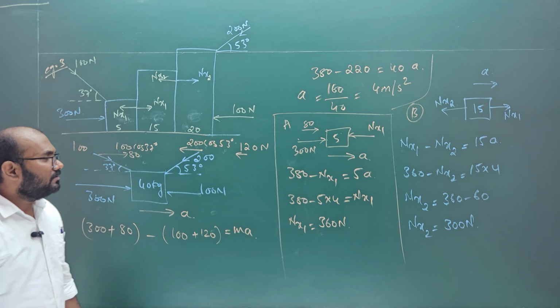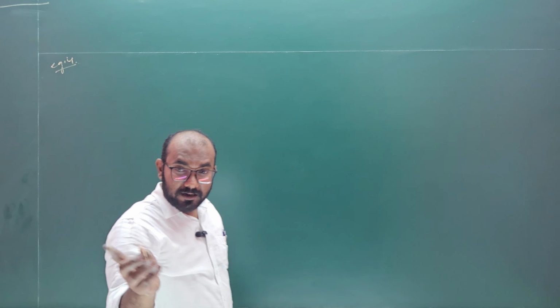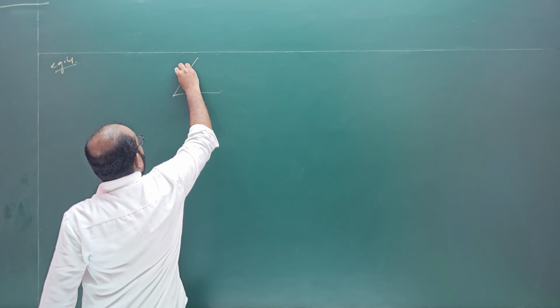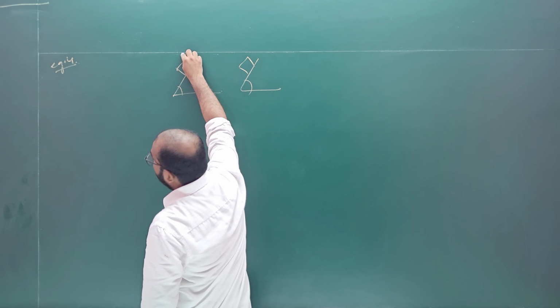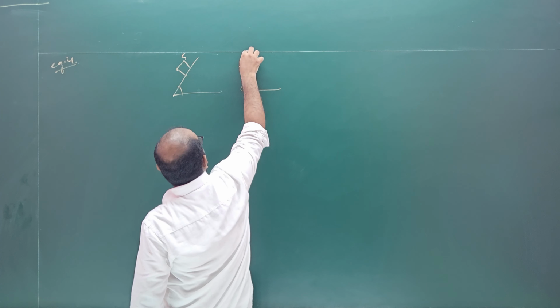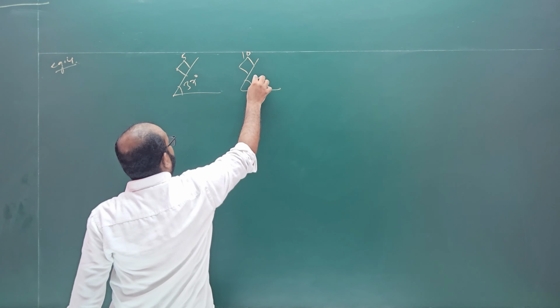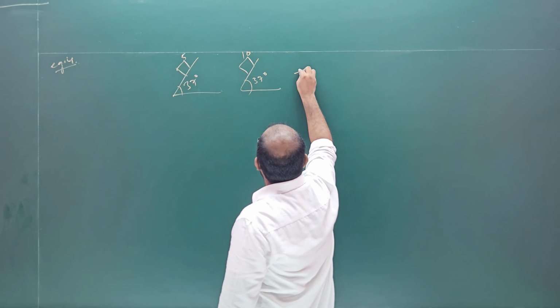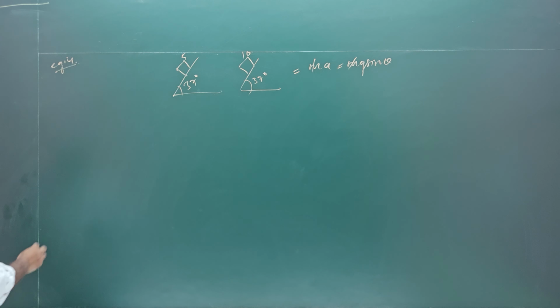Example number 4. Let us move to the next example. Do you remember that a equals g sin theta in an inclined plane when no external force is acting? We did one such question. Consider one block, and one more block kept like this, 5 kg and 10 kg. If this angle is 37, this angle is also 37, then whatever the mass is, ma equals mg sine theta. This m and m get cancelled. So acceleration is only dependent on the inclined angle.